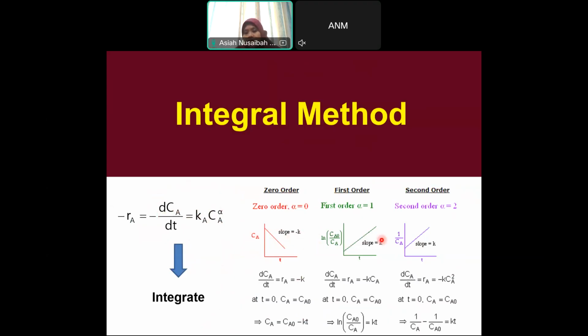If it's first order, we have to plot ln CA naught over CA versus time. If the R square is high, then the slope will be k. If we assume it is second order, we have to plot a graph of 1 over CA versus time. If it's true, then the slope will be k. Let's say we don't know which order it is. The best way is for us to plot all three graphs and see which one has the highest R square. Okay. Below are the equations representing their order.